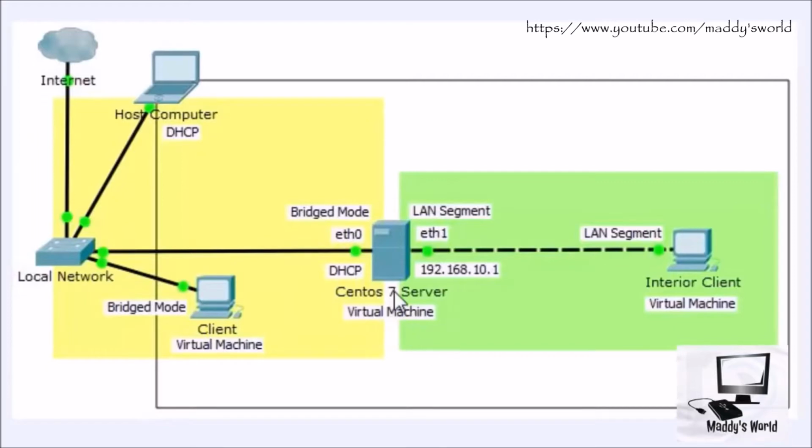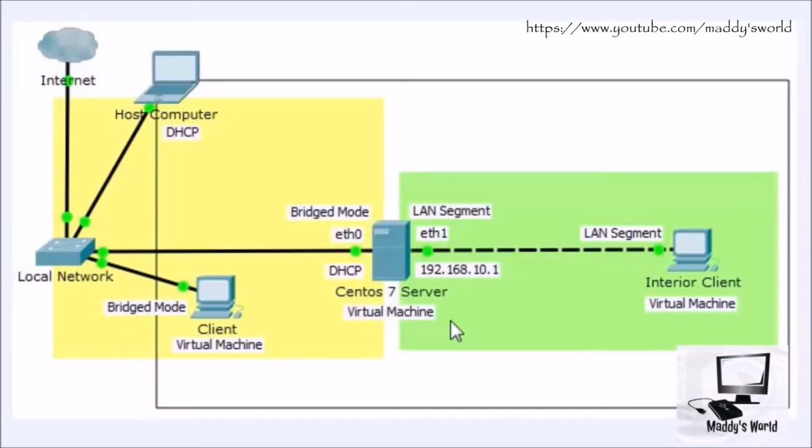Then on my second Ethernet port or network interface card, I'm going to put that in LAN segment mode in VMware Player. Now in LAN segment mode, what will happen is the CentOS 7 server on this network interface will only be able to communicate with other virtual machines that are on that same LAN segment on their NICs. So if I was to run another virtual machine and I put that network card in the same LAN segment, then they could talk to each other here.